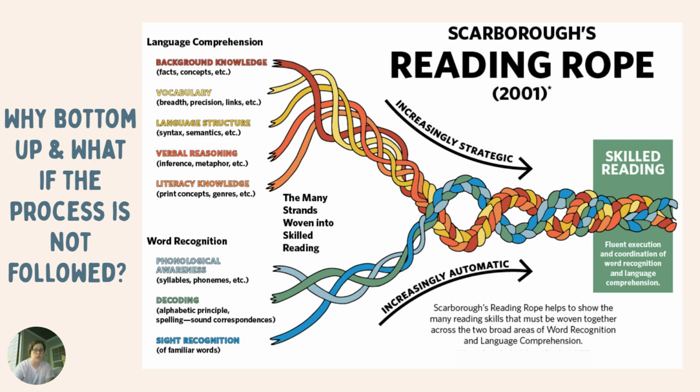The model shows the bottom rope skills that become increasingly automatic through early literacy, the goal being by the end of third grade, these skills have been fully attained and are automatic so that we can then work on the upper rope skills. The skills that are in the lower rope are the word recognition skills, and those are phonological awareness, decoding, and sight recognition.